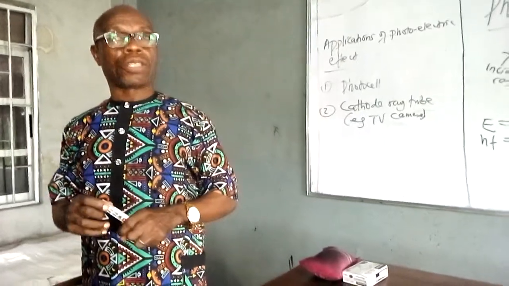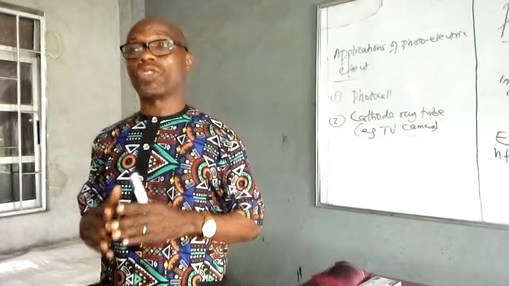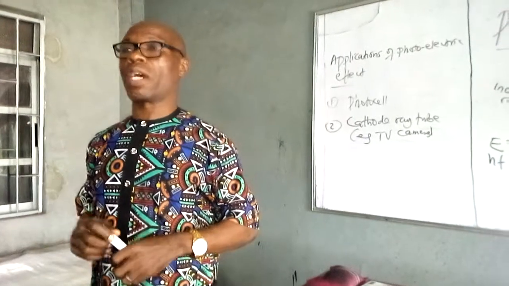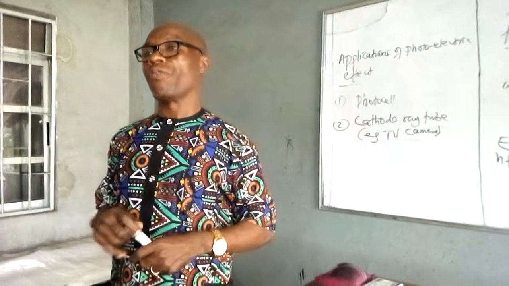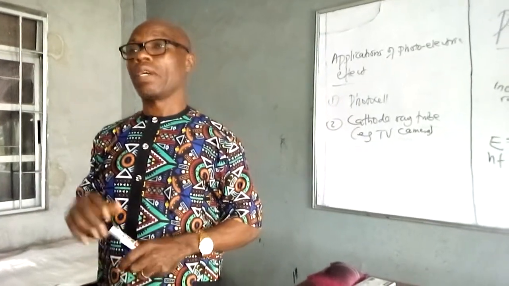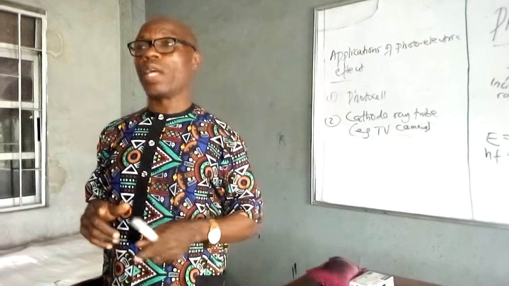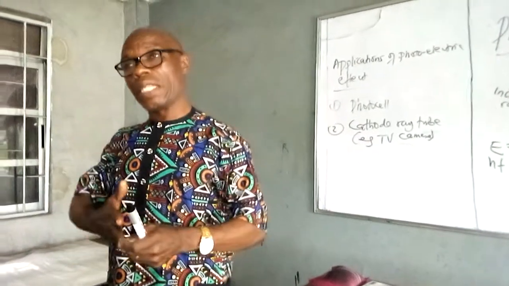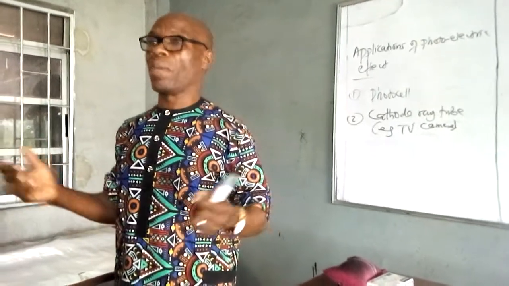Remember that it is not all light or any frequency of light that can succeed in ejecting electrons from a metal surface. Such light must have a minimum frequency known as threshold frequency. And threshold frequency is the minimum frequency of incident light required to eject electrons from the metal surface.